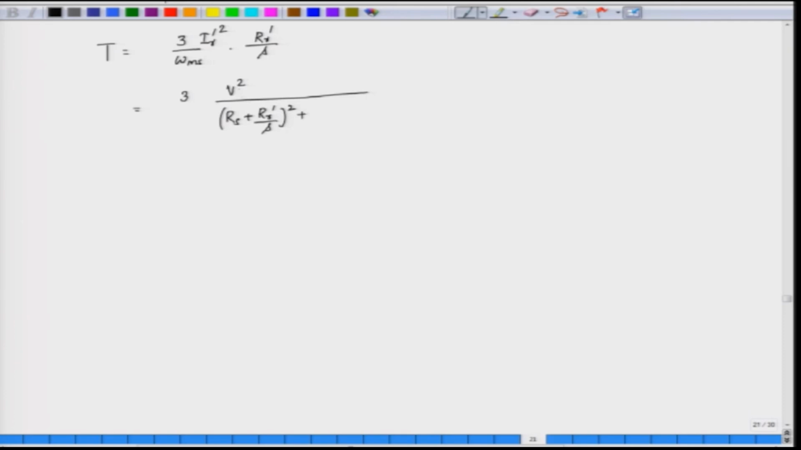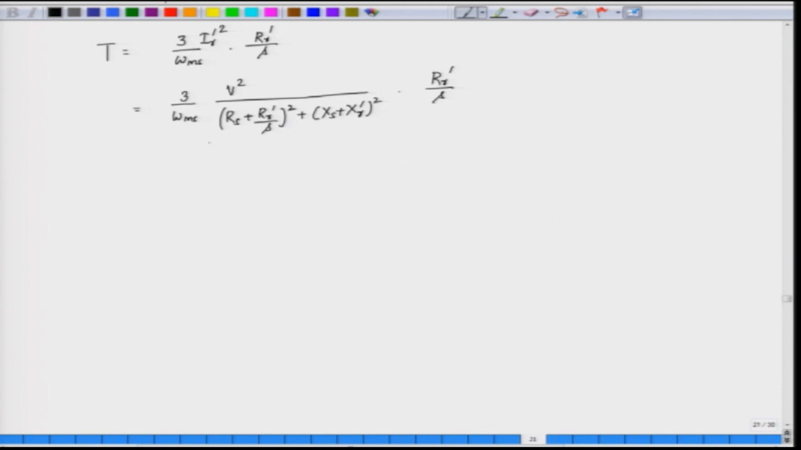I_r squared is V squared by (R_s plus R_r'/s) whole square plus (X_s plus X_r') squared. This is the square of the current. We have the synchronous speed that we can write here into R_r' by s. So, this is the torque of a 3-phase induction motor, the average torque output of a 3-phase induction motor.